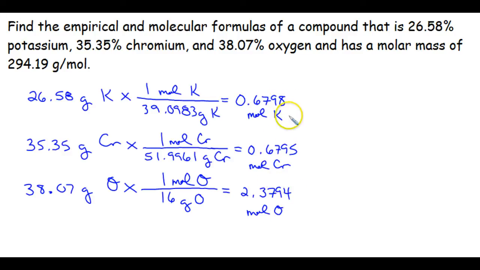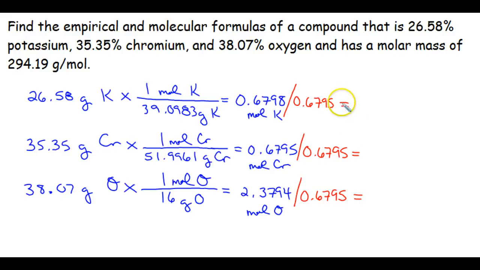To get the mole ratio, you should look at your numbers and divide all of them by the smallest. So in this case, our smallest one is going to be our chromium. So we're going to divide everything by 0.6795. Okay, so we should get a number close enough to 1 that we can safely say 1 for both of these. Now this one becomes a problem.